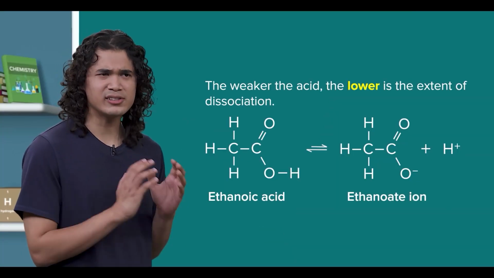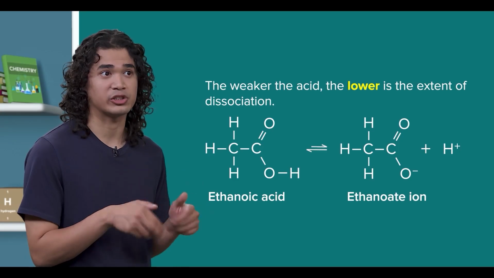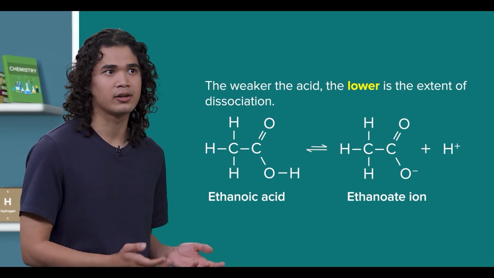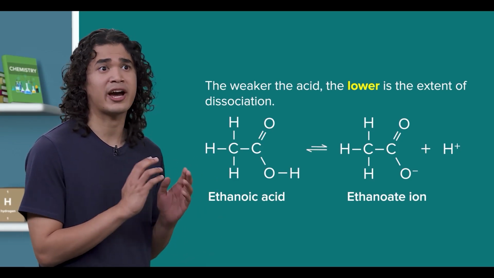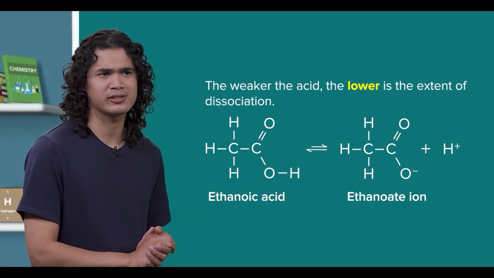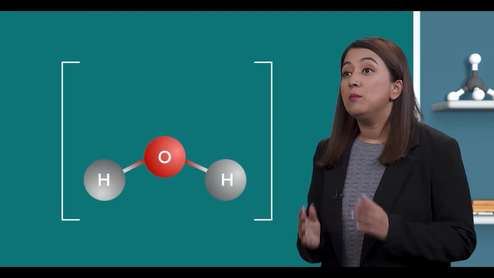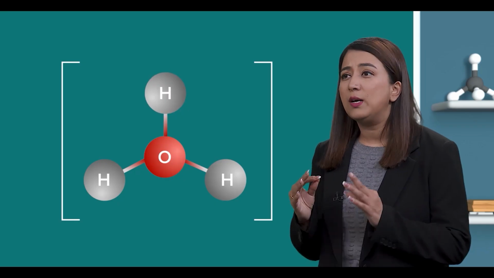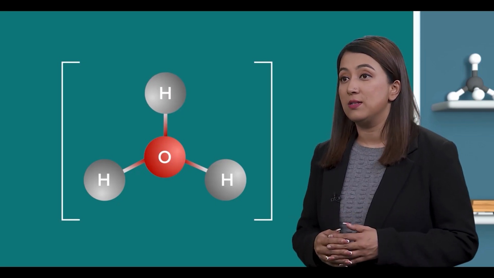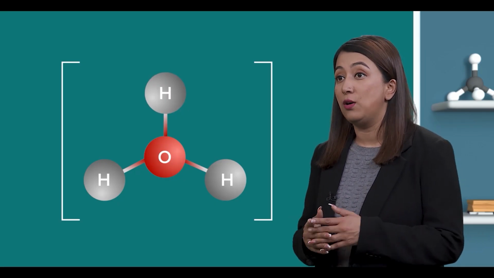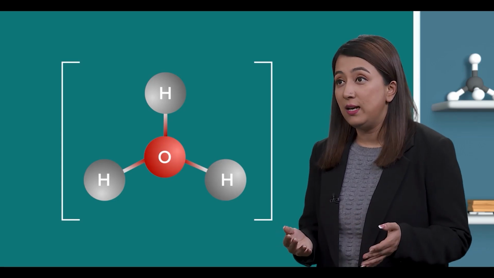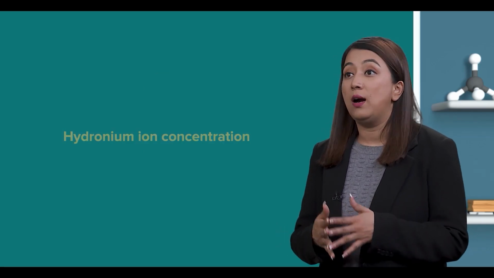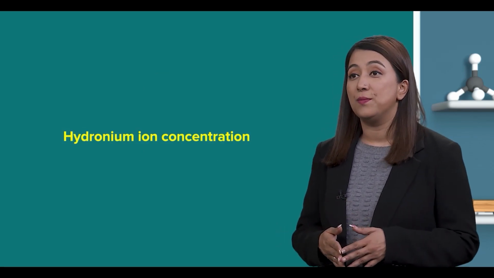Oh, since the strong acids are completely dissociated while the weak acids are not, the strong acids have way more hydrogen ions in aqueous solutions than the weak acids. Yes, but do note that as soon as the hydrogen ions are formed, they quickly turn into hydronium ions. So when we say hydrogen ion concentration for simplicity, we're actually referring to the hydronium ion concentration.